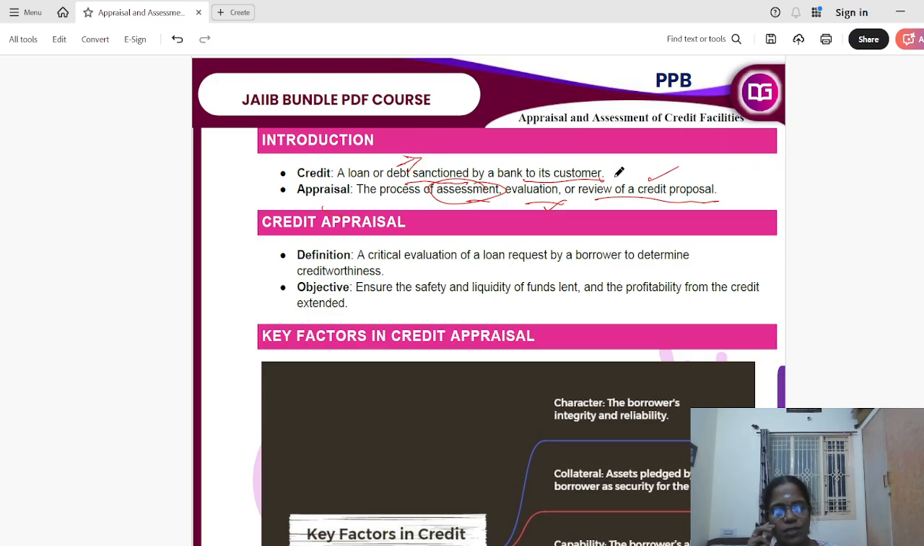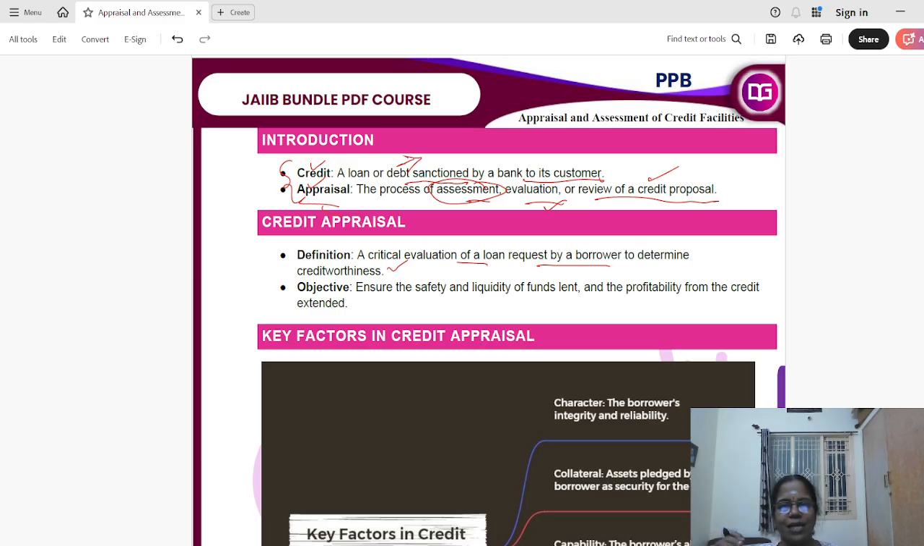What is the credit proposal they are applying for? They have to review whether the borrower will be able to repay that credit amount or not. That is what we call appraisal. So there are two things: one is credit, the other is appraisal. Credit appraisal is the critical evaluation of a loan requested by a borrower to determine creditworthiness, that is, whether the borrower has the ability to repay the loan amount.